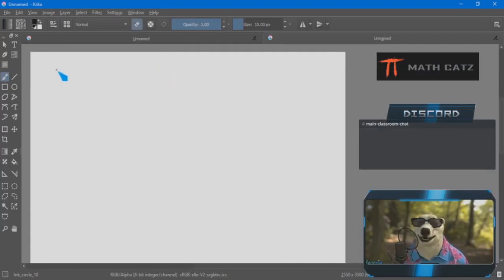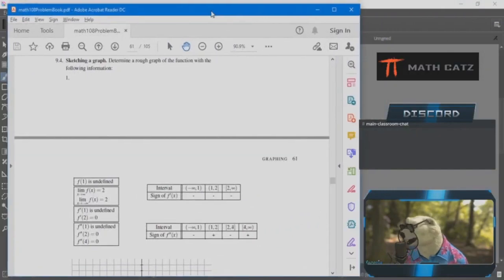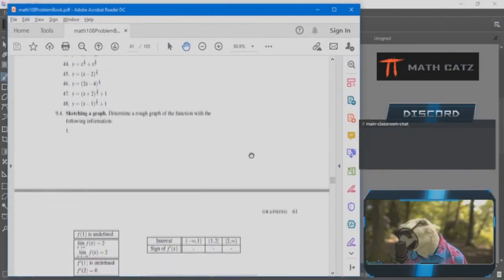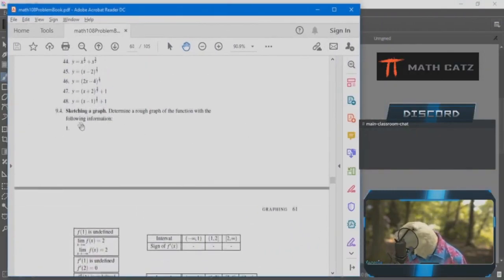So let's just look at, whoopsie, eraser mode randomly. Problem 9.4. Well, I might as well just do number 1. I'll just show you what it looks like, but I'll copy the information. It's at the very bottom of page 60 where the problem number starts. So determine a rough graph of the function with the following information.